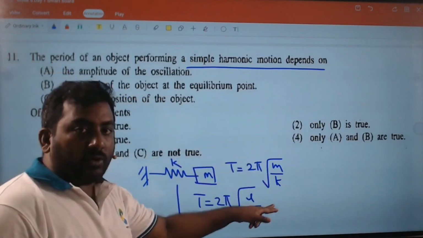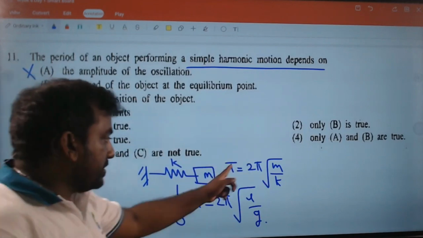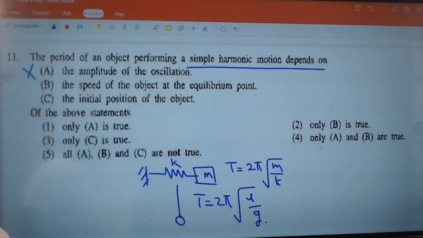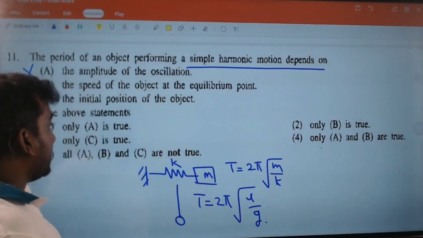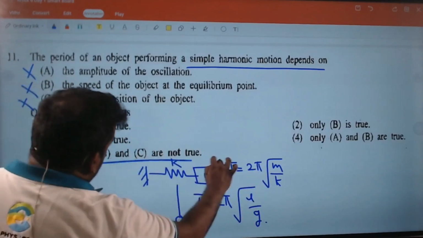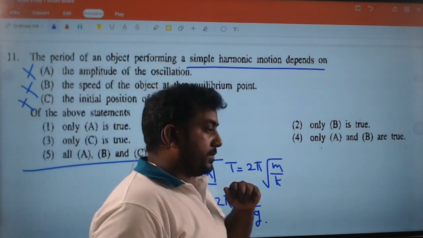Amplitude. Somewhere do you have amplitude? No. Speed of the object. Somewhere do you have the speed? No. Somewhere do you have the initial position or initial phase? No. A, B, C are not true. Correct answer is answer number 5.